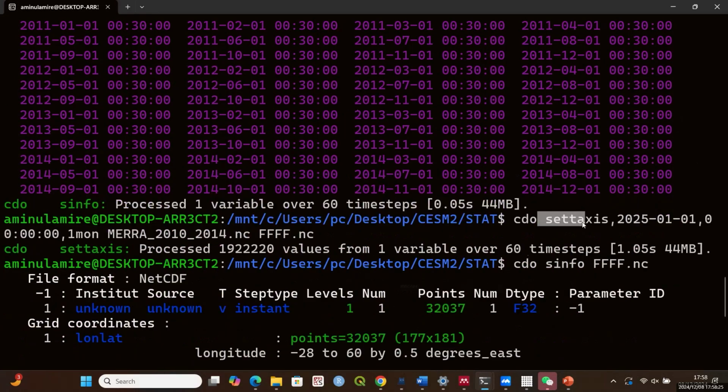So for CDO, it starts from here. So you can change the time. Or if you don't have the time, you can input your own time axis in the command.